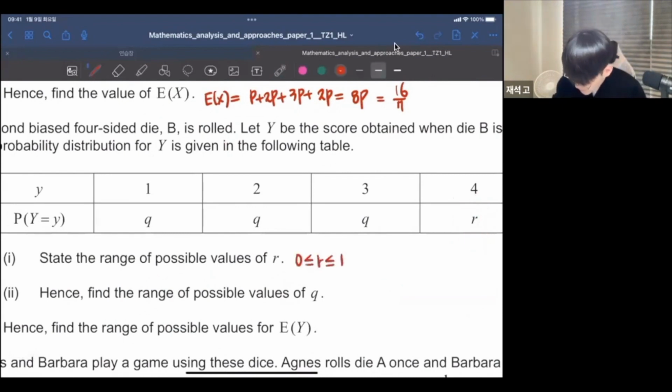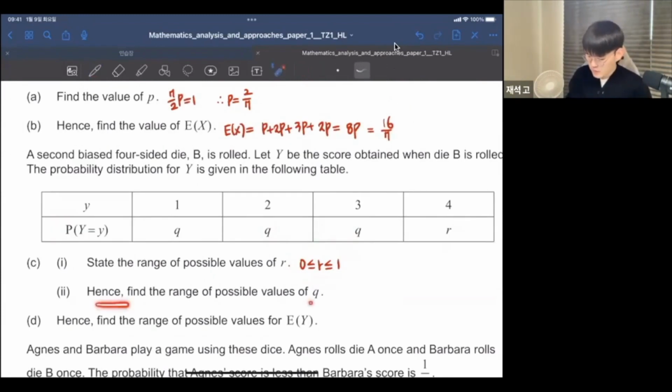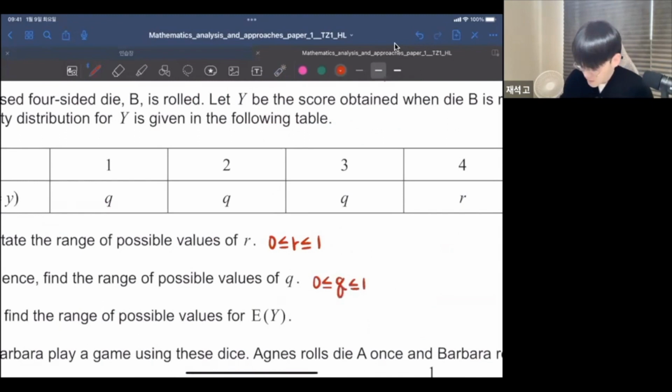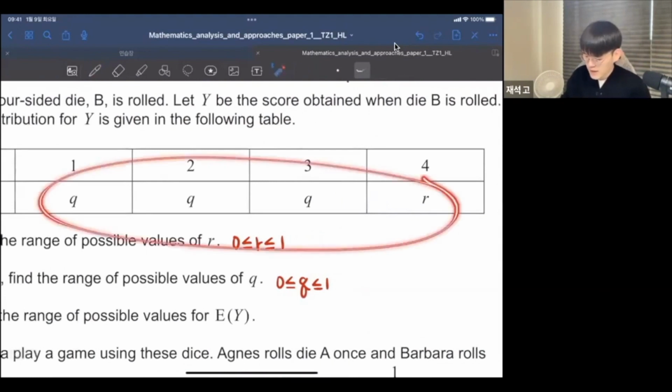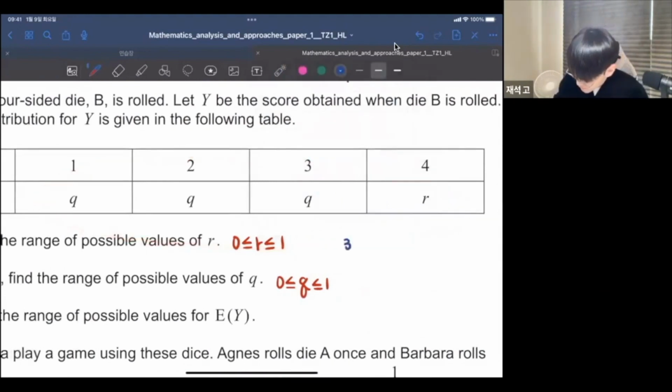Therefore, we need to determine the range of Q based on this. Following the same approach, Q should also range from 0 to 1. However, it's not just about the range from 0 to 1. We are also involved in another equation, the sum of all probability values, which is equal to 1. So, we need to consider one more equation, 3Q plus R equals 1.